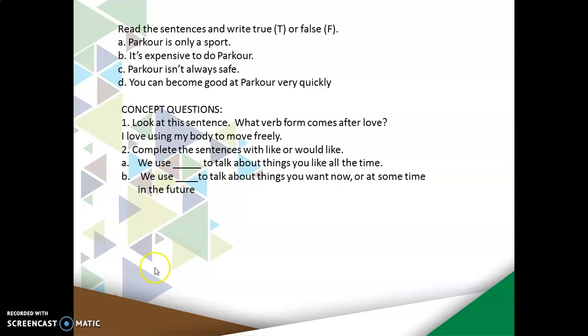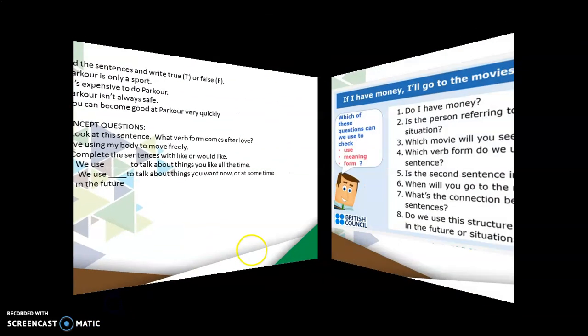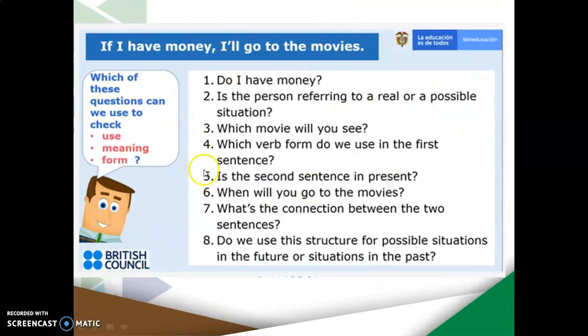At this point, we don't need to create grammar charts or tables simplifying the negative or affirmative form of the target language. This is another example taken from the material that I was working on in the Inspiring Teacher program. For example, you have this conditional sentence: If I have money, I'll go to the movies. Which of these questions can be used for use, meaning, or form? I can ask concept questions such as, do I have the money? Is the person referring to a real or possible situation? Which movie will you see?